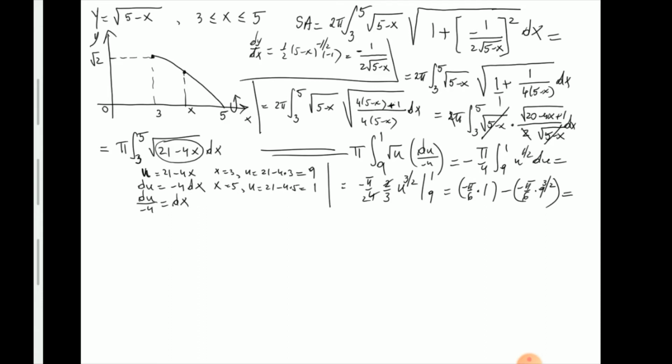All right, so if I pull pi over 6, that's minus 1 plus 27. That's like square root of 9 to the power 3. So 26 pi over 6, which simplifies to 13 pi over 3.